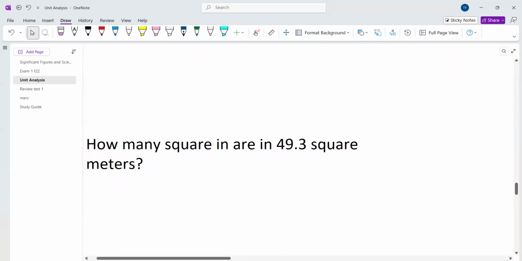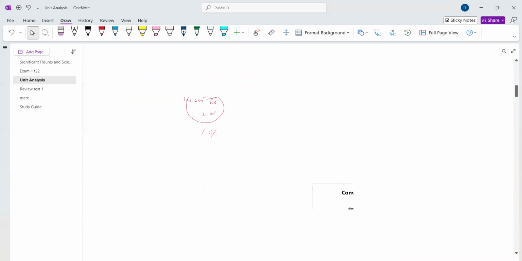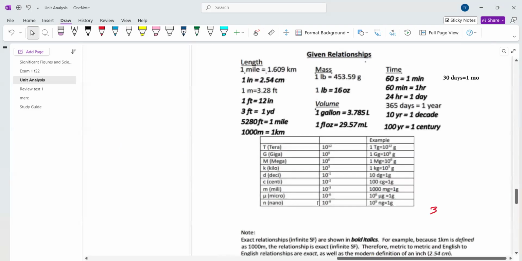Now this is tricky because most students have never done this before. How many square inches are in 49 square meters? Now, if you look at our conversion, it's only length. It's not square or cubic anything. So we have to convert the lengths to square.